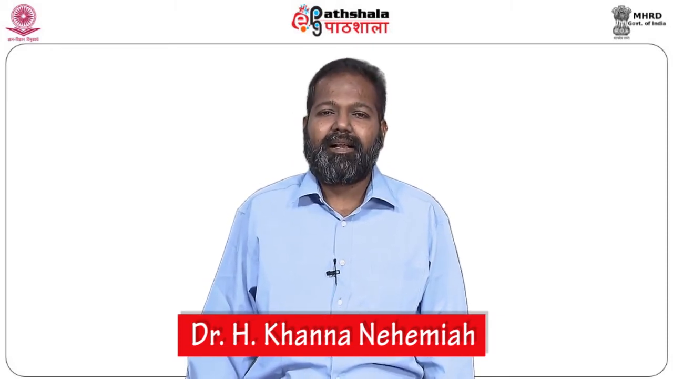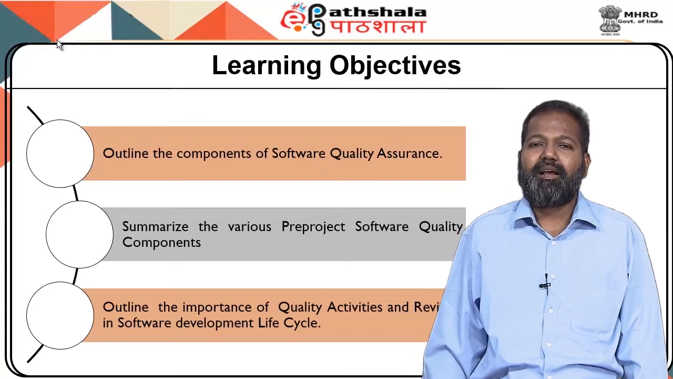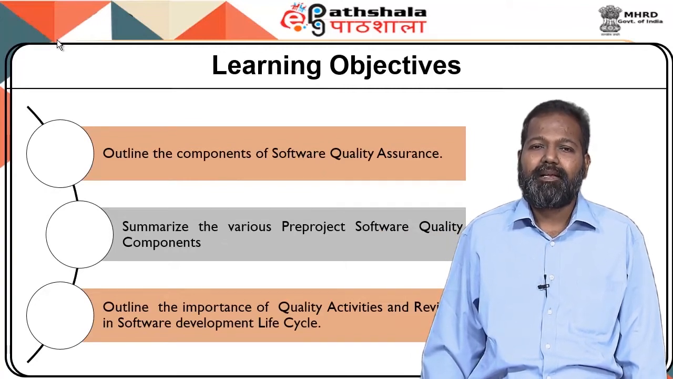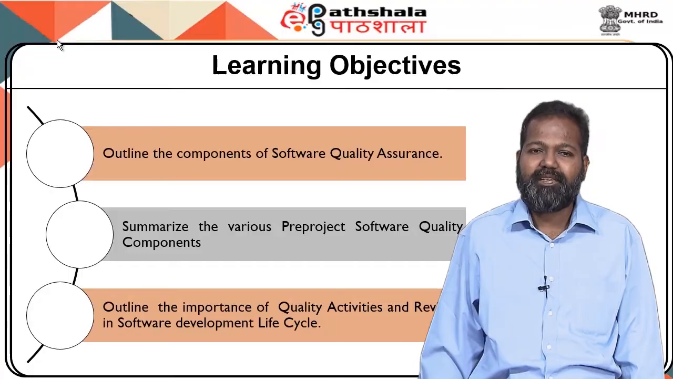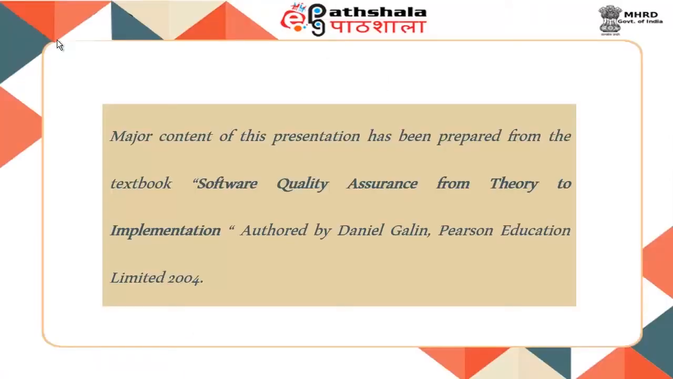In this lecture, I will summarize the activities related to software quality assurance, pre-project, project lifecycle components till review. Learning objectives: outline the components of software quality assurance, summarize the various pre-project software quality components, outline the importance of quality activities and reviews in software development life cycle. Major content of this presentation has been prepared from the textbook Software Quality Assurance from Theory to Implementation, authored by Daniel Galin, Pearson Education Limited, 2004.